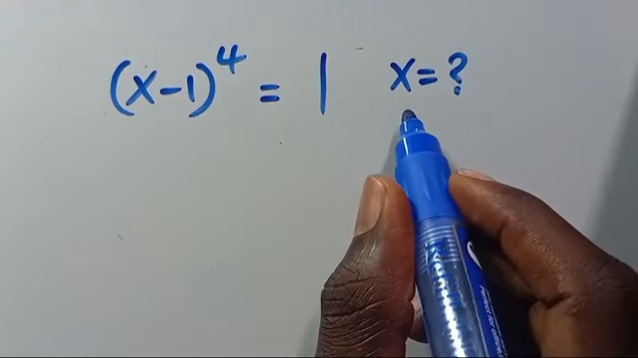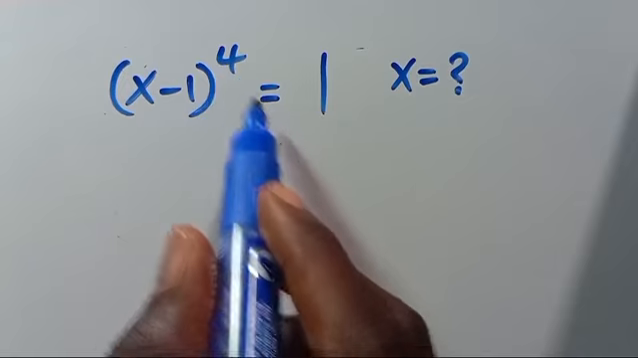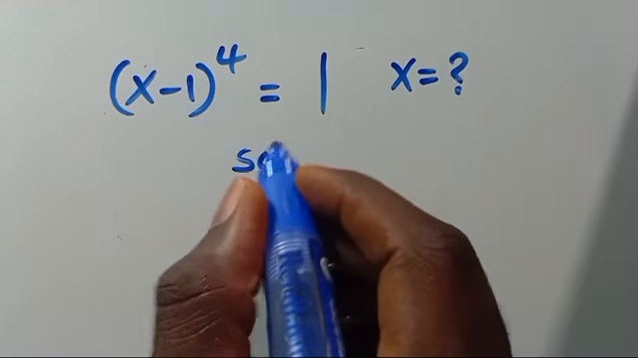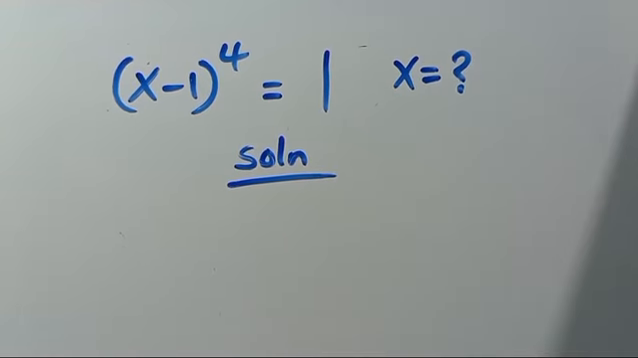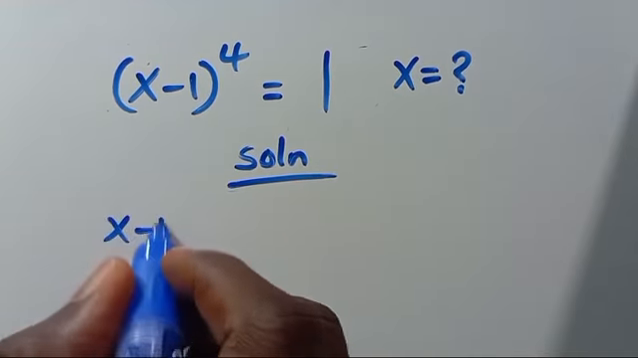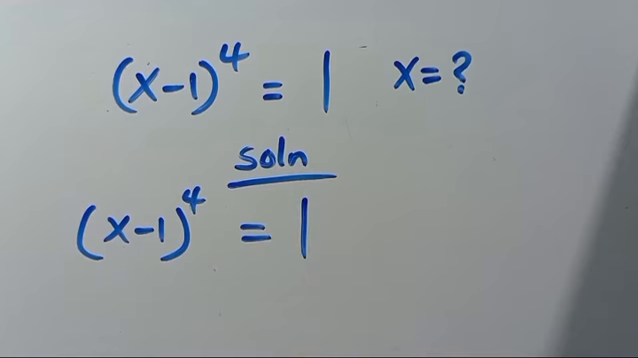Hello, what is the value of x, given that (x - 1)^4 = 1? Let's have it be the solution. From here we have (x - 1)^4 = 1.